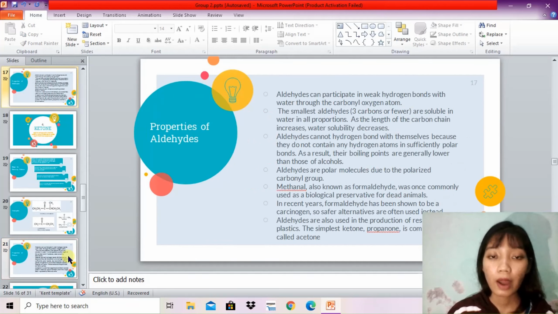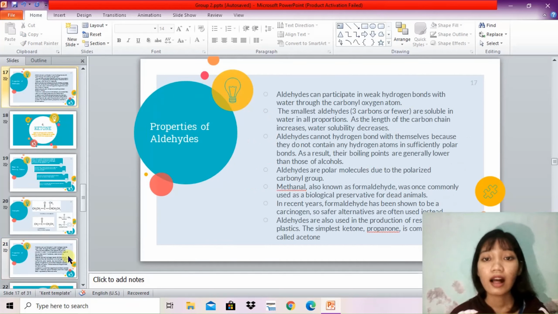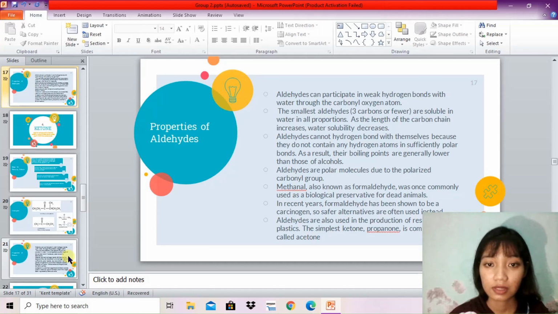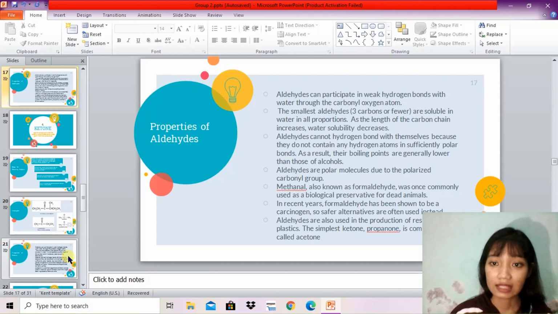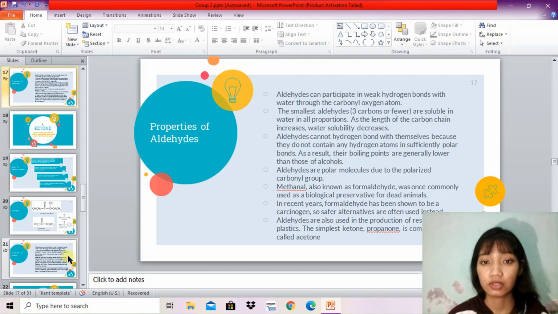So the properties of aldehyde. Aldehydes can participate in weak hydrogen bonds with water through the carbonyl oxygen atoms. The smallest aldehydes, 3 carbons or fewer, are soluble in water in all proportions. As the length of the carbon chain increases, water solubility decreases.